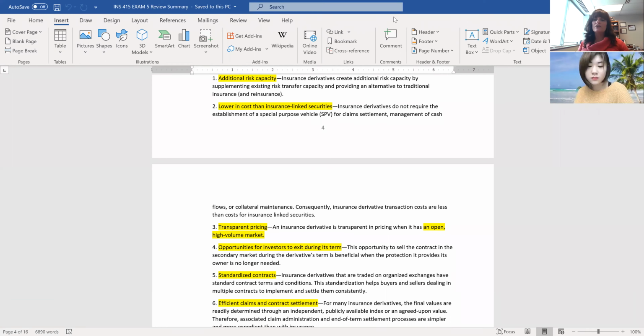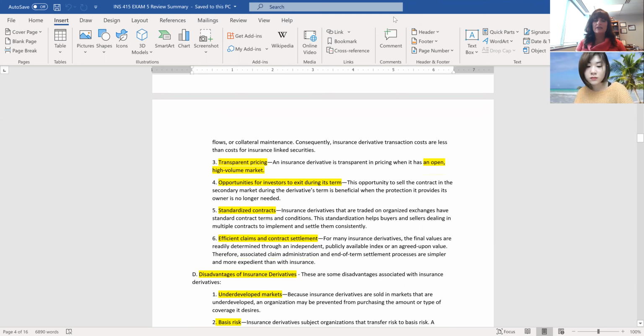It's easy for investors to get out. So it's just like, you buy a stock one day and you don't like it and you decide to trade it, you can get out. In the ILS world, you can't easily get out because it's for a period of time. With the derivative, investors can get in and out very easily. And it's very standardized and it's a lot more efficient for claims and contract settlement.